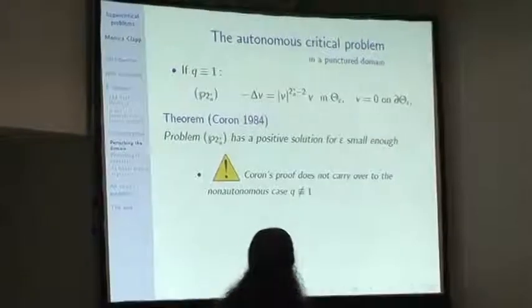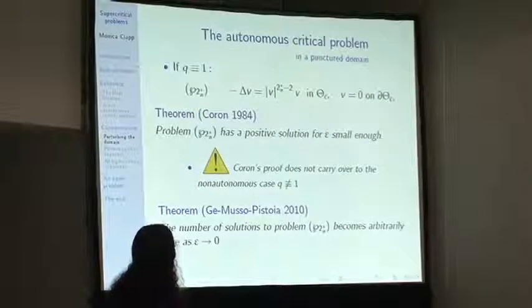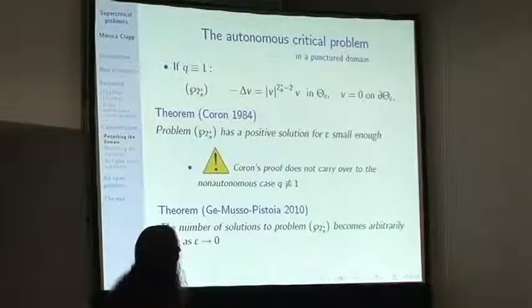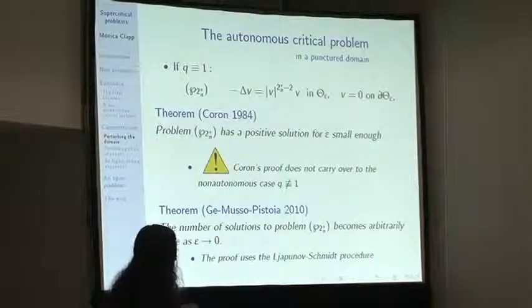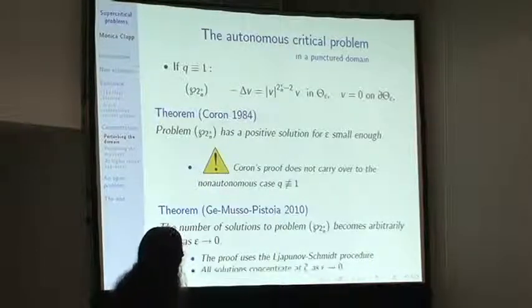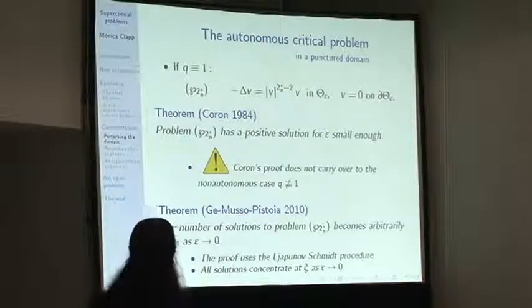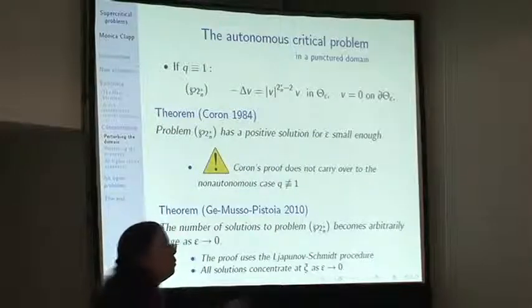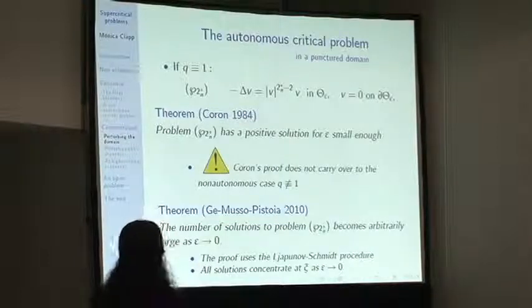And here I want to mention a result that I like very much, a very beautiful result by Ge, Musso, and Pistoia. They showed that the number of solutions of this problem with Q equal 1 becomes arbitrarily large as epsilon goes to 0. And they use a different method. They use Lyapunov-Schmidt reduction. This has the advantage that it also tells us how the solutions concentrate. The solutions will concentrate at the boundary of the hole and will blow up at the center of the hole as epsilon goes to 0.